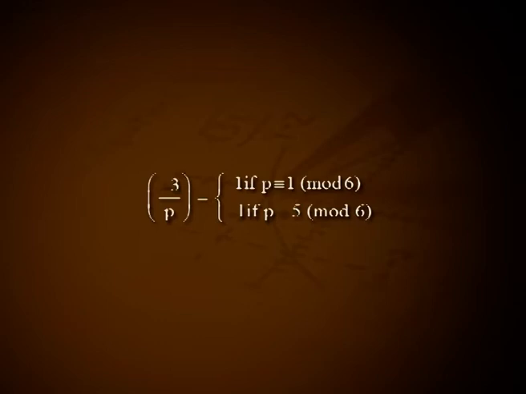Theorem 3. Let p be an odd prime other than 3. Then, (-3/p) is equal to 1 if p is congruent to 1 mod 6, and equal to -1 if p is congruent to 5 mod 6. That is, -3 is a quadratic residue mod p if and only if p is congruent to 1 mod 6.